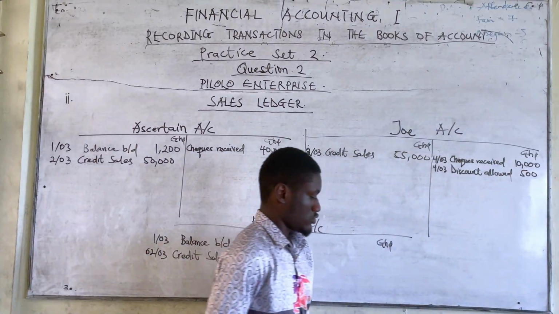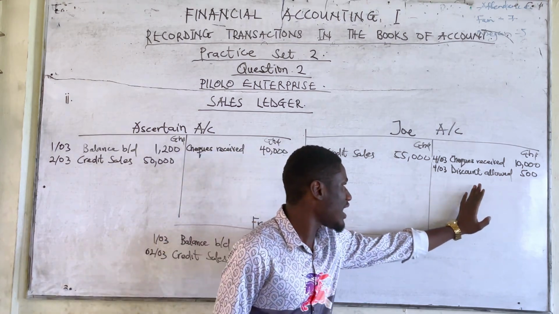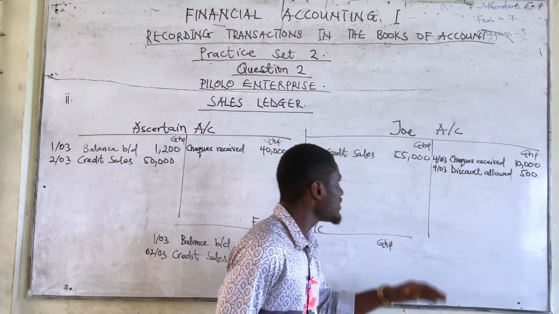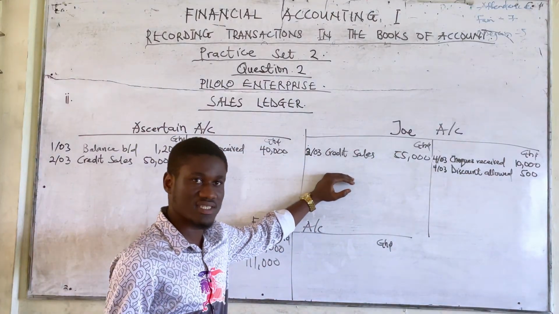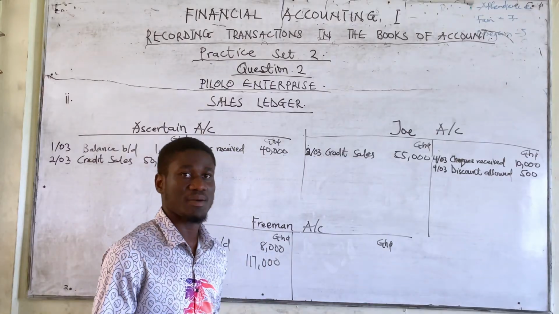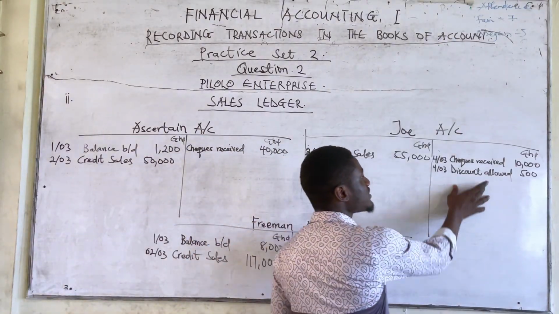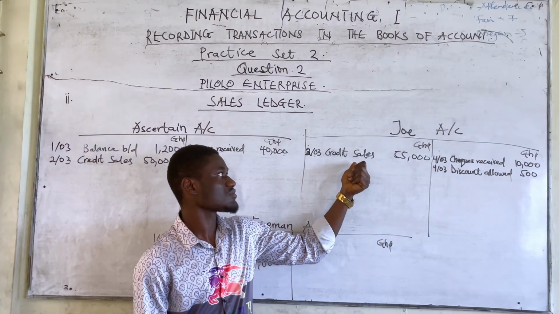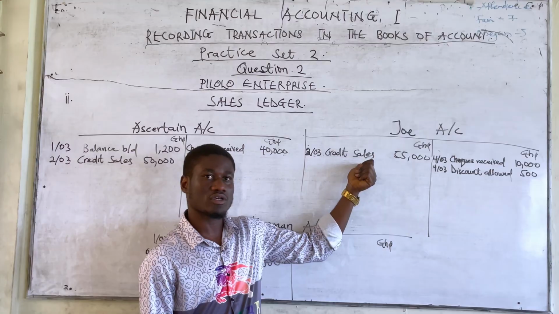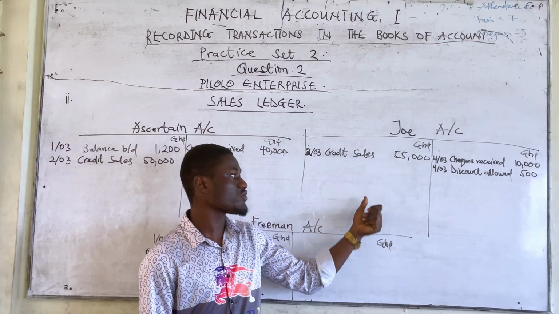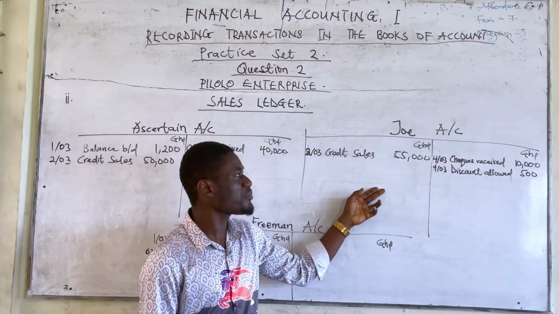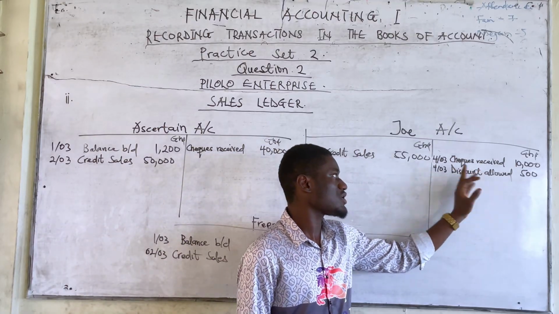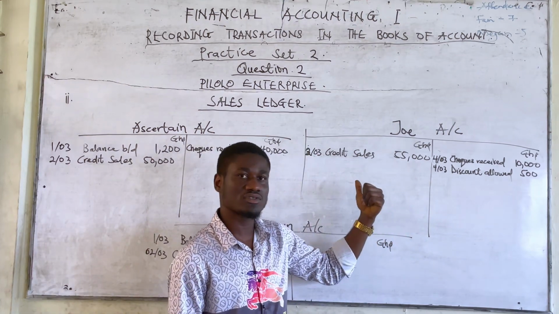If you are not understanding why I'm recording at the other side of the account, anything that will increase the debtor's balance is going to be debited, and anything that will decrease the debtor's balance is going to be credited. If we make sales on credit, Joe is owing us. So if the amount they owe us is increasing, we debit. If they pay us through checks, we credit. Do you get it? Good. That means they reduce the amount they owe us.